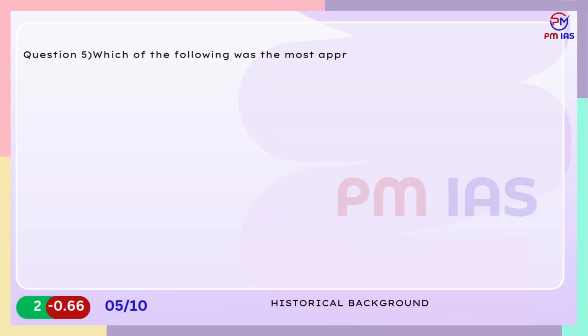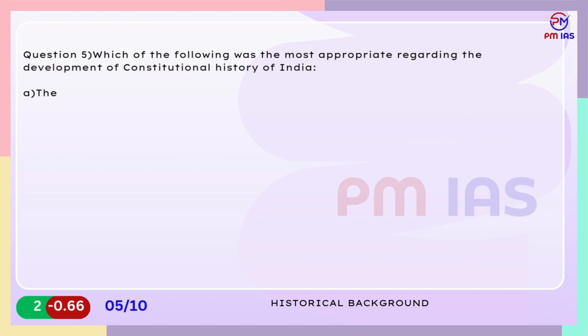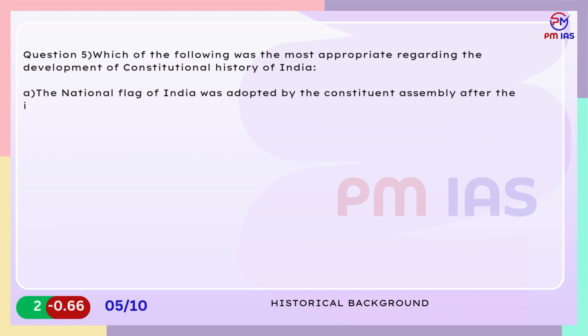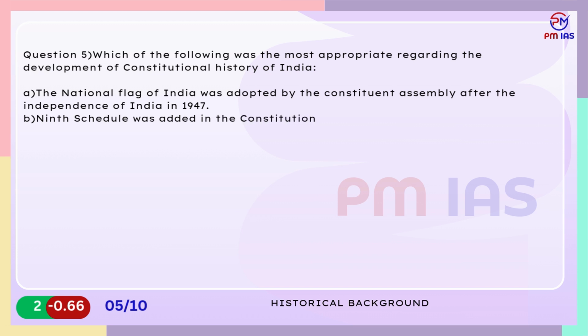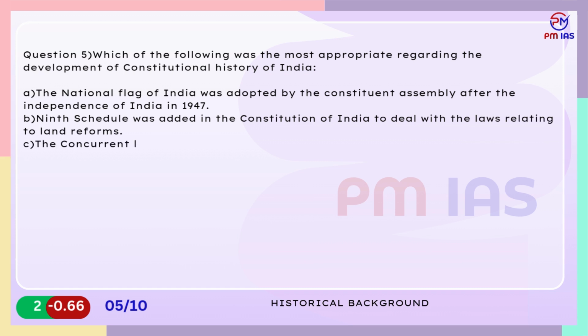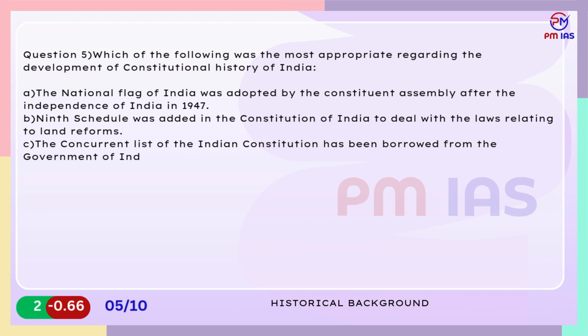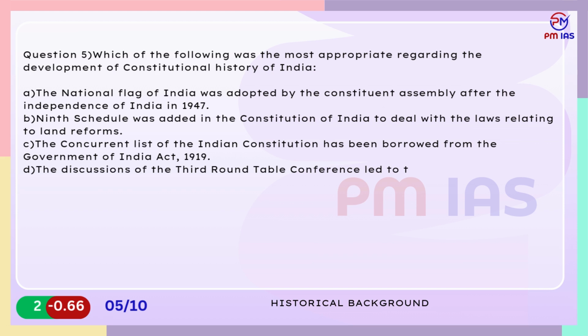Question 5. Which of the following was the most appropriate regarding the development of constitutional history of India? A. The national flag of India was adopted by the Constituent Assembly after the independence of India in 1947. B. 9th schedule was added in the Constitution of India to deal with the laws relating to land reforms. C. The concurrent list of the Indian Constitution has been borrowed from the Government of India Act, 1919. D. The discussions of the Third Round Table Conference led to the signing of the Poona Pact.